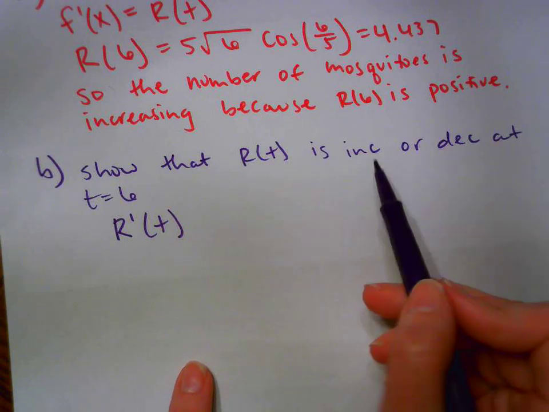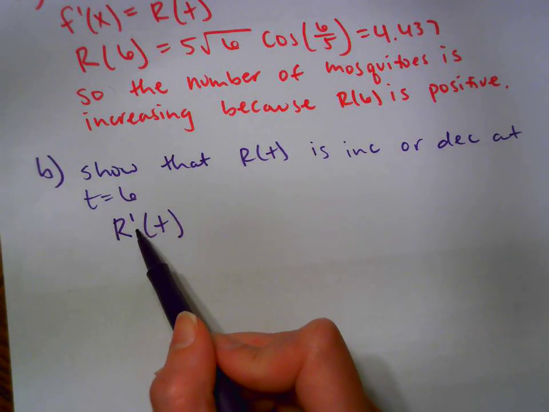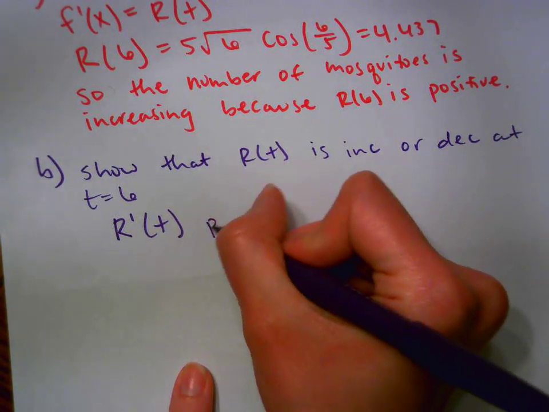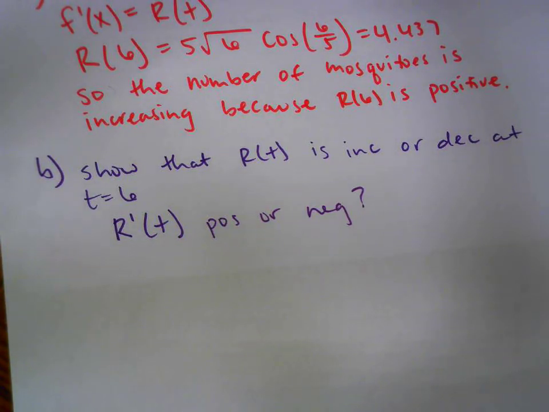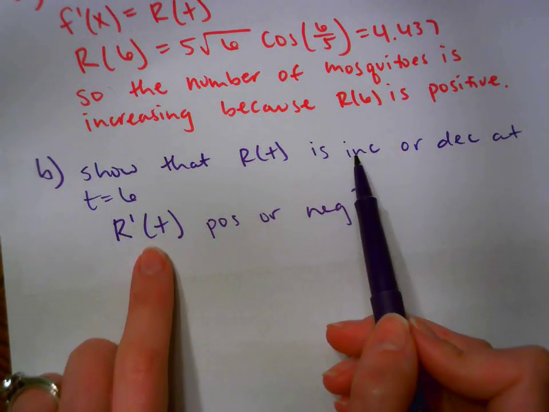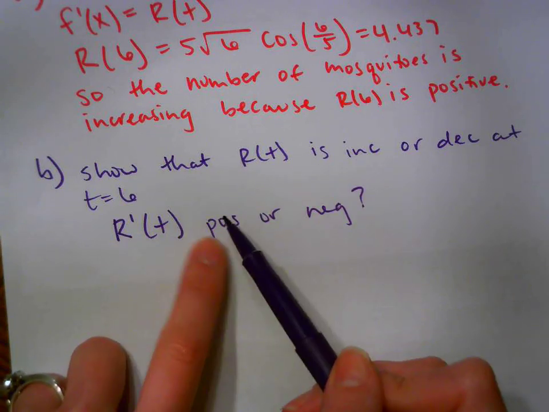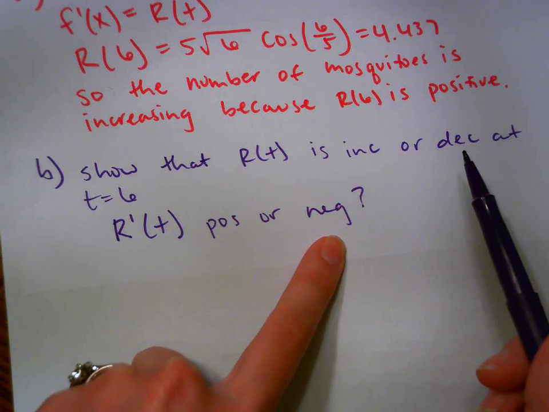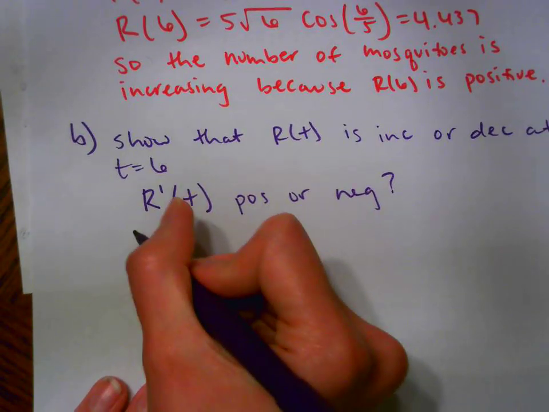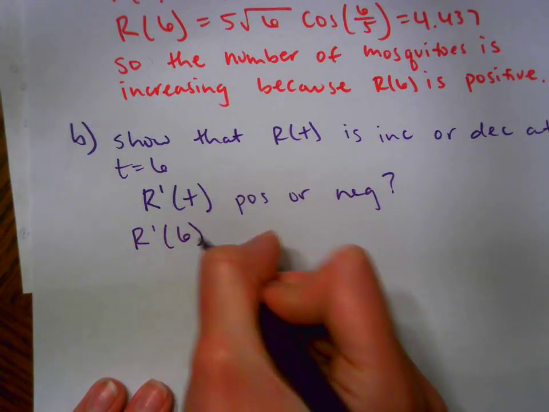To know if r of t is increasing or decreasing, we want to know, is its slope positive or negative? Isn't that the same thing? To know if it's increasing, the slope, the derivative, is positive. If it's decreasing, r prime, the slope, would be negative. So we want to know what r prime of 6 is, ultimately.